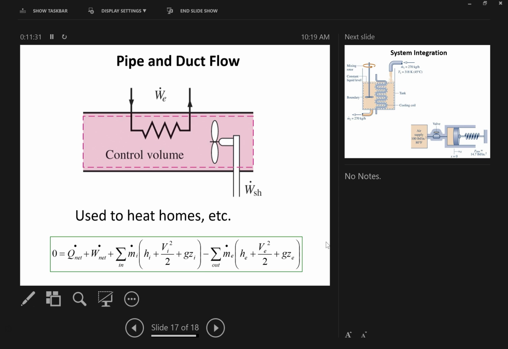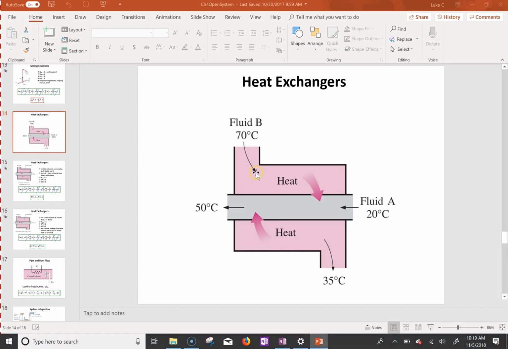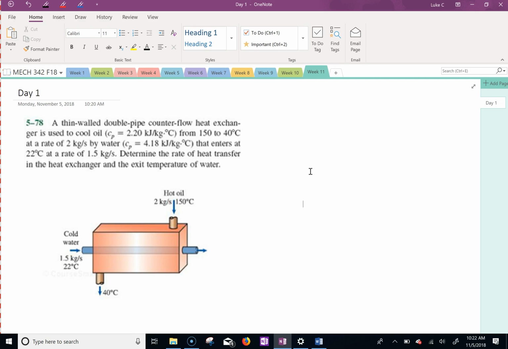So, okay, let's go ahead and do this practice problem. Here we have a thin wall double pipe counterflow heat exchanger used to cool oil. We have the oil cooled from 150 to 40 degrees at a rate of 2 kilograms per second by water. We have that Cp. That enters at 22 degrees C and a rate of 1.5 kilograms per second. Determine the rate of heat transfer in the heat exchanger and the exit temperature.